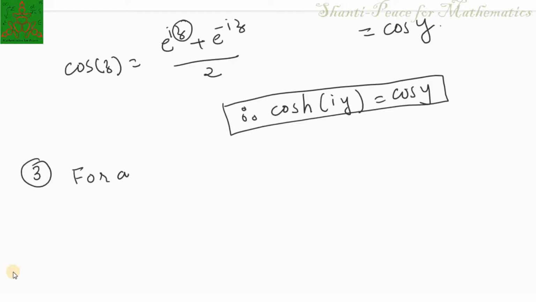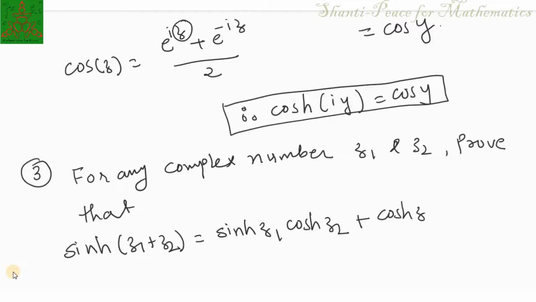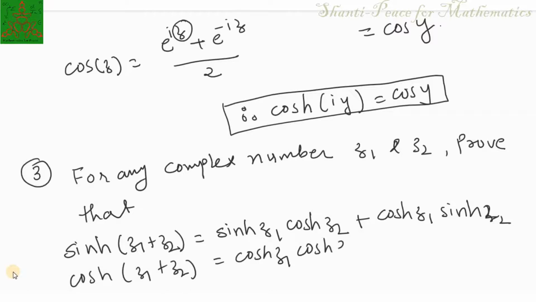So for any complex numbers z1 and z2, prove that sine hyperbolic of z1 plus z2 equals sine hyperbolic of z1 cos hyperbolic of z2 plus cos hyperbolic of z1 sine hyperbolic of z2, and cos hyperbolic of z1 plus z2 will be cos hyperbolic of z1 cos hyperbolic of z2 plus sine hyperbolic of z1 sine hyperbolic of z2.